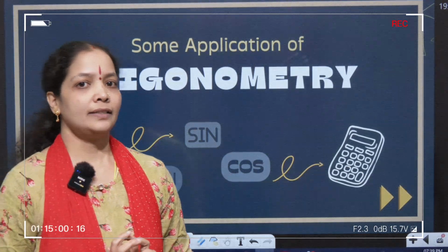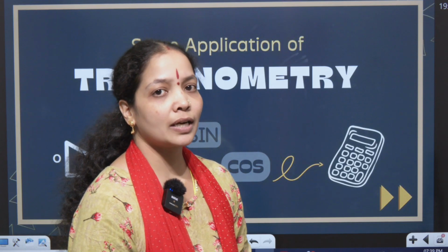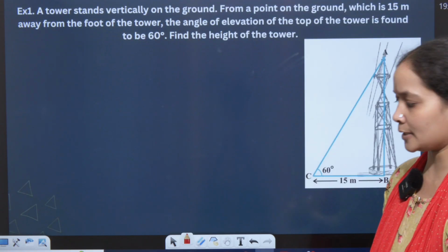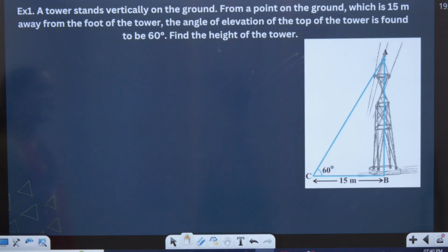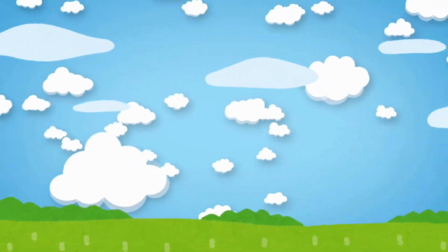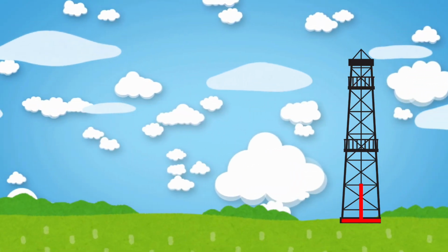So we have started this session in which we are going to cover all the questions which are there in your NCERT textbook, even the examples. Example 1 of the textbook. In this question, a tower is standing vertically on the ground. We all know if a tower is there, it will be perpendicular to the ground.